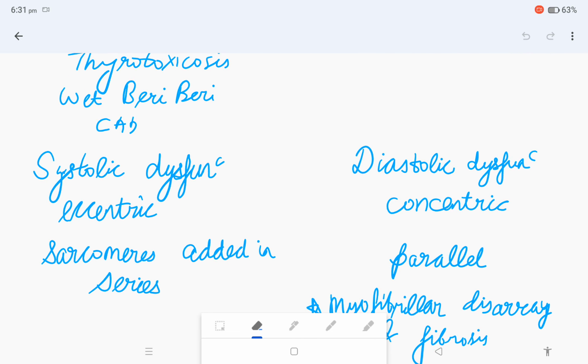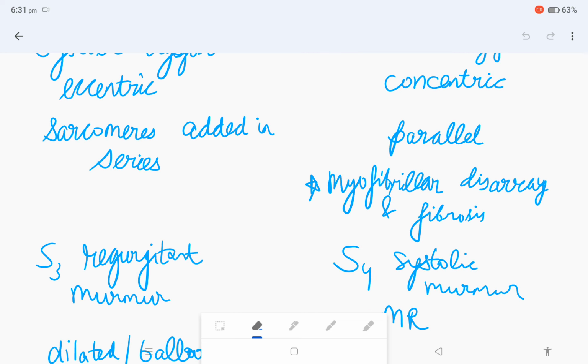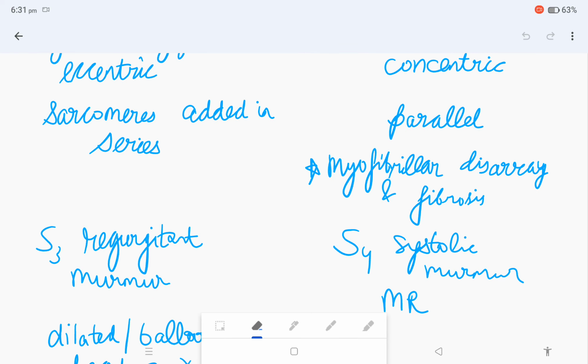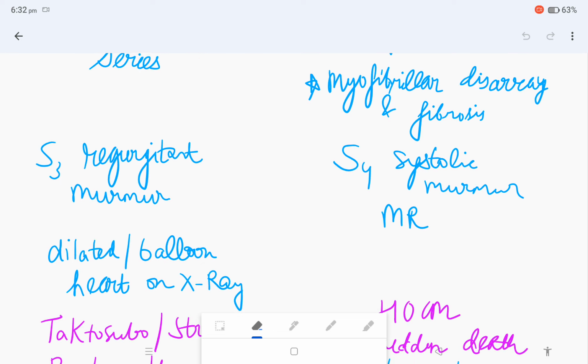Then next we see in the hypertrophic one, myofibrillar disarray and fibrosis occurs. Then in the dilated one, we have S3 and a regurgitant murmur. Dilated has S3 and regurgitant murmur, and hypertrophic has S4, systolic murmur and mitral regurgitation. D comes before the H, so S3 in the dilated and S4 in the hypertrophic.